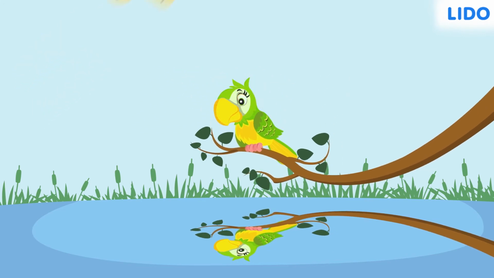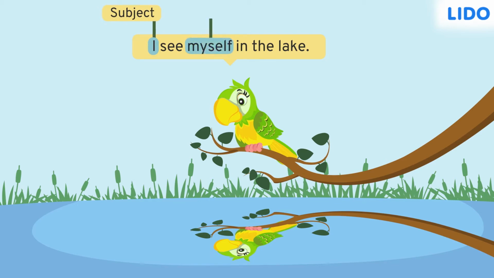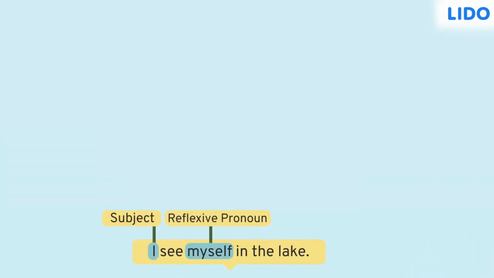Mr. Parrot says, "I see myself in the lake." Here, I is the subject and the word myself is the reflexive pronoun.